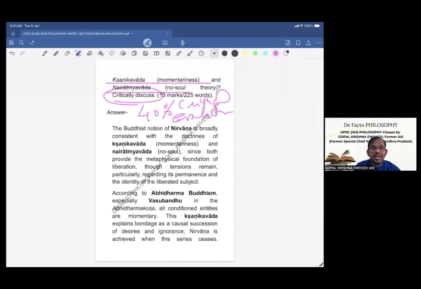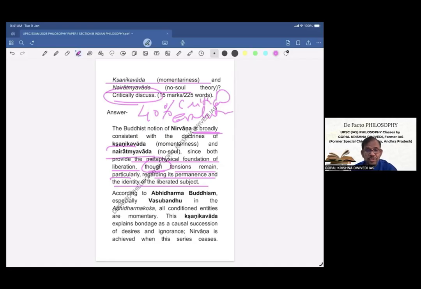The Buddhist notion of nirvana is broadly consistent. So now please note down this word, it's very important. Broadly consistent with the doctrines of Kshanikavada and Anatmavada, since both provide the metaphysical foundation of liberation. Though, and this is again very important, tensions remain, particularly regarding its permanence and the identity of the liberated subject.